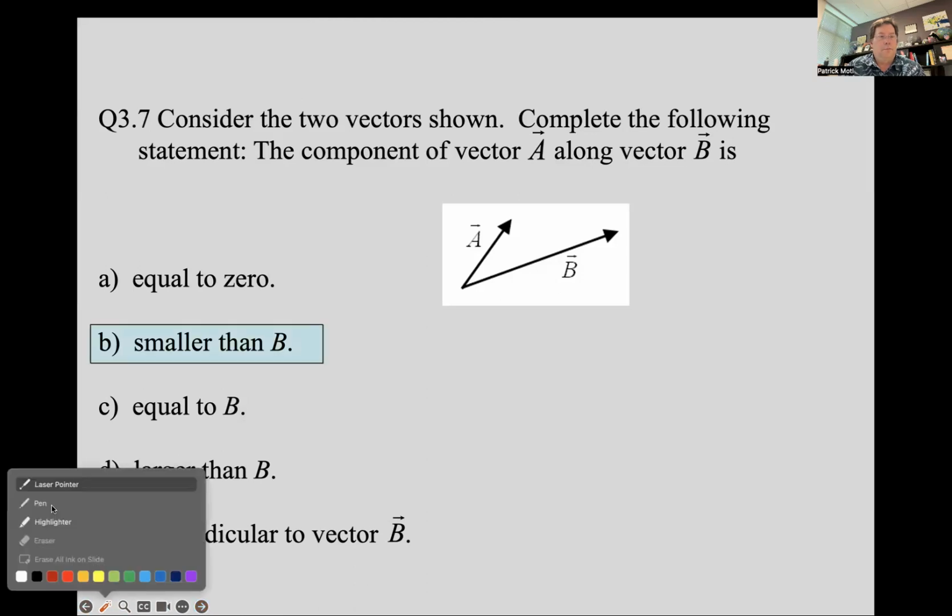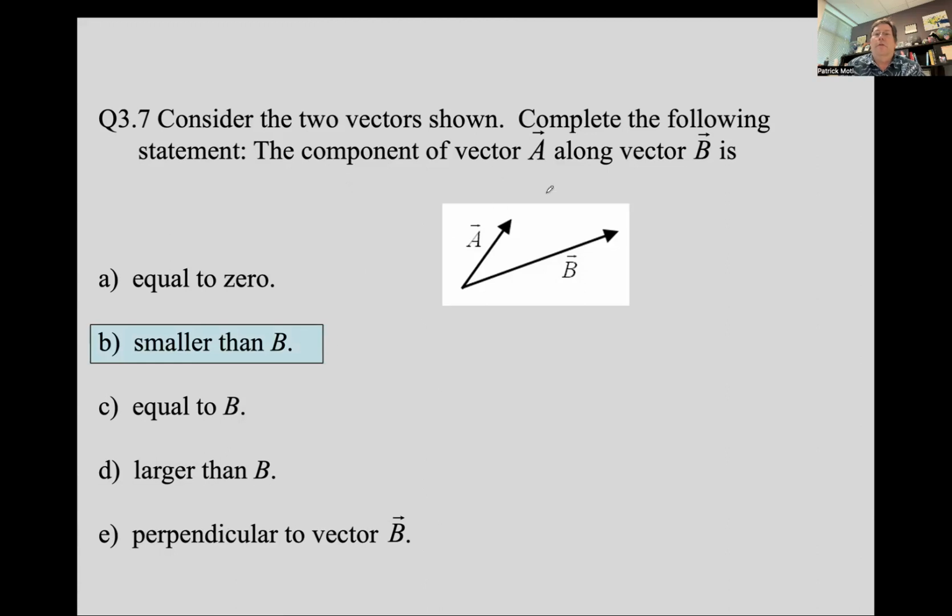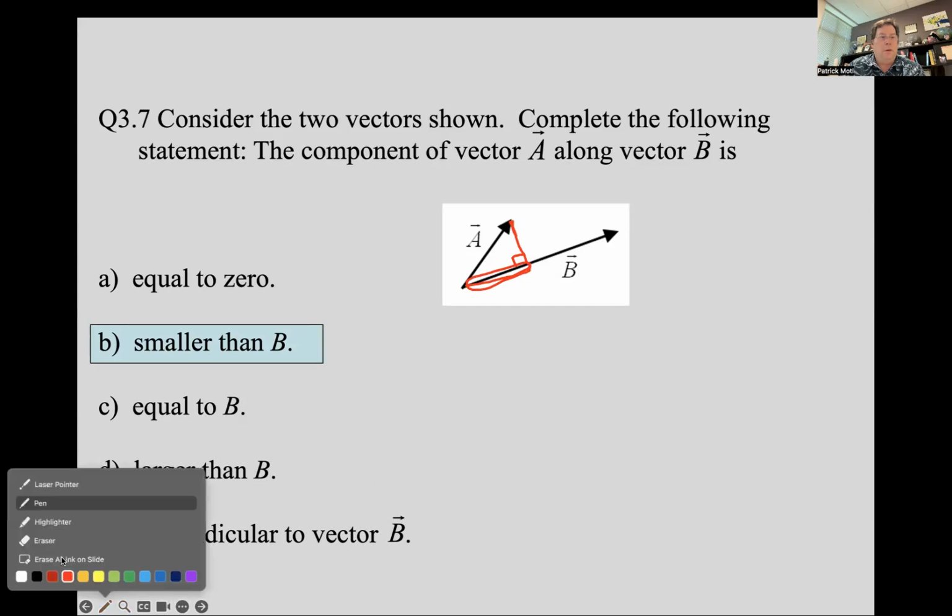All right. So the component of vector A along vector B is smaller than the magnitude of vector B, which is just B without the arrow. So if I draw in my perpendicular, I drop the perpendicular from A vector to B, then we're saying this side, the triangle, right? Okay, that is shorter than the magnitude of B. So fairly straightforward.